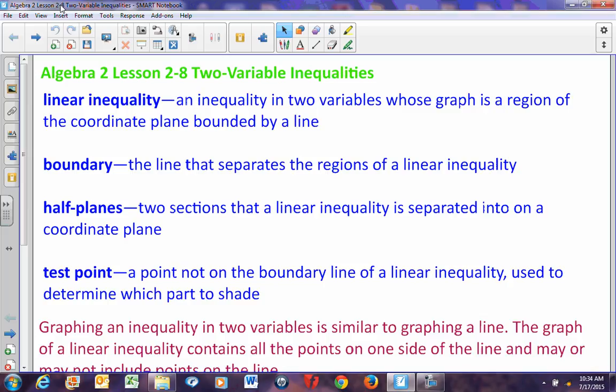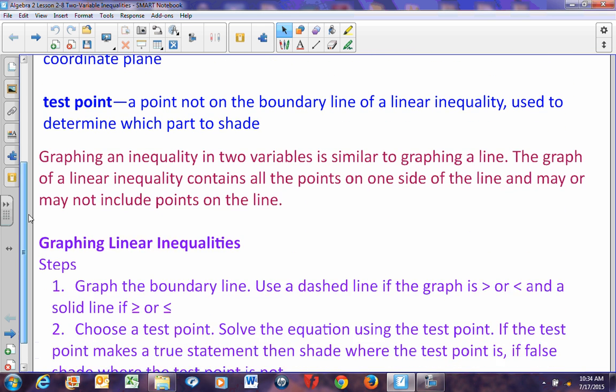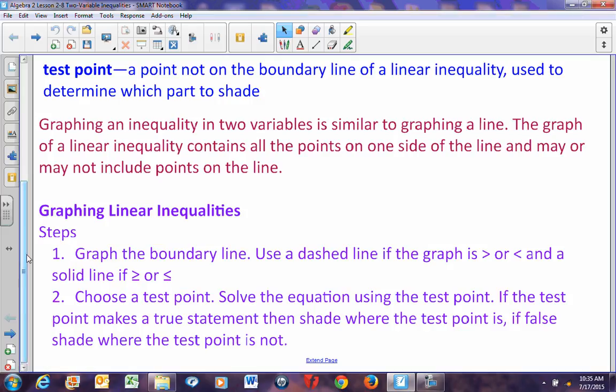A test point is a point not on the boundary line of a linear inequality used to determine which part to shade. Now, graphing inequalities in two variables is similar to graphing a line. The graph of a linear inequality contains all the points on one side of the line, and may or may not include the points on the line.